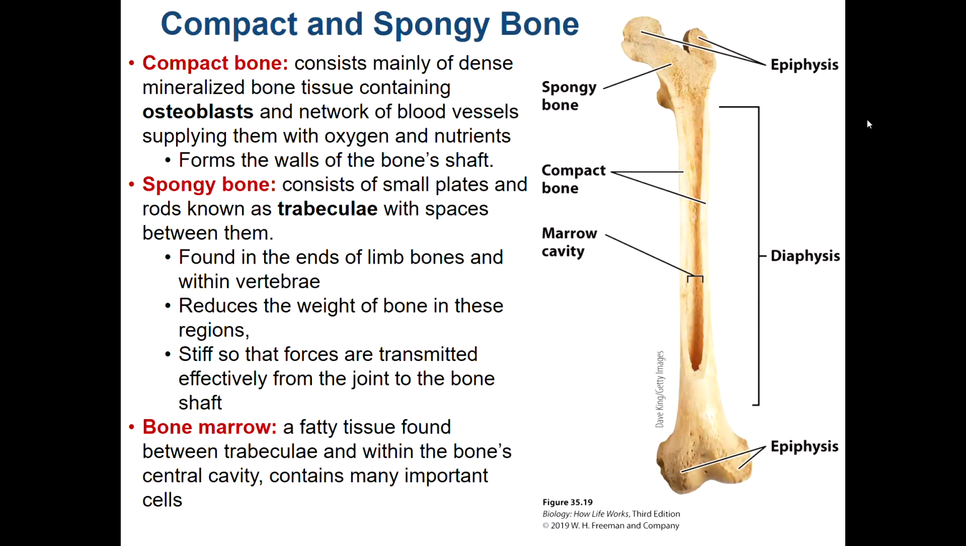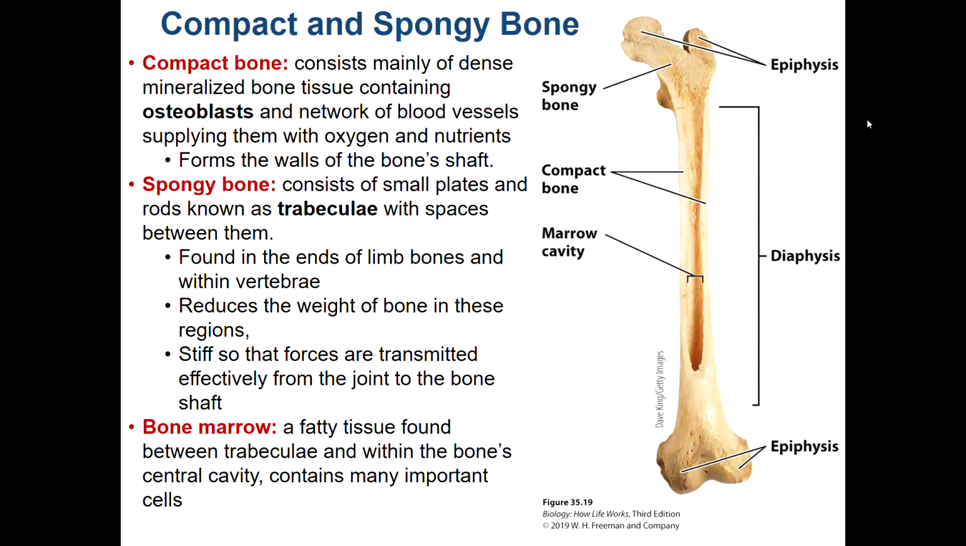Bone marrow is a fatty tissue found between the trabeculae and within the bone's central cavities. And bone marrow contains many important cells that are necessary for our bones to function properly.